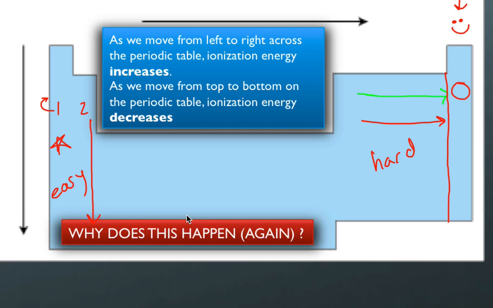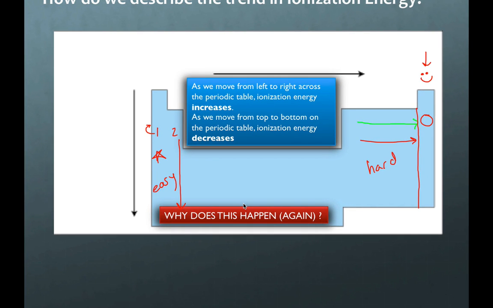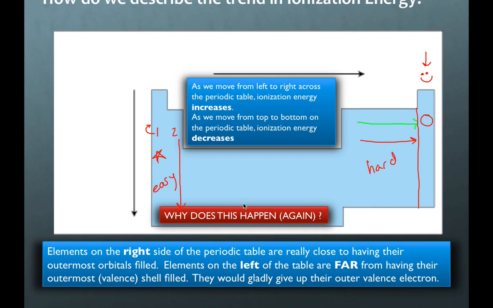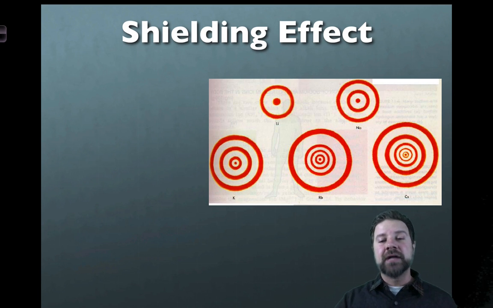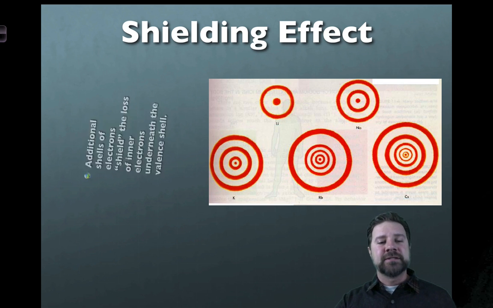Let's put into words the why of ionization energy before we leave this slide. And it goes something like this. Elements on the right side of the periodic table are really close to having their outermost orbitals filled. Elements on the left side of the table are far from having their outermost valence shell filled. They would gladly give up their outer valence electrons. The reason why it's easier to take an electron from an atom that's very large is called the shielding effect. And it goes something like this.